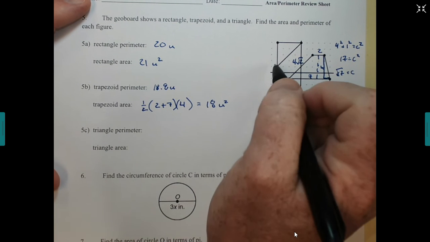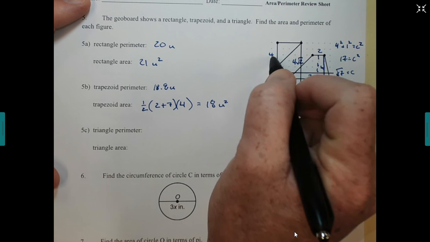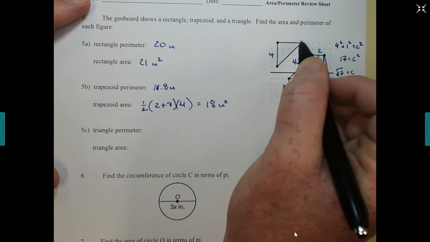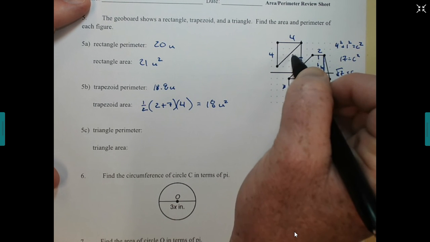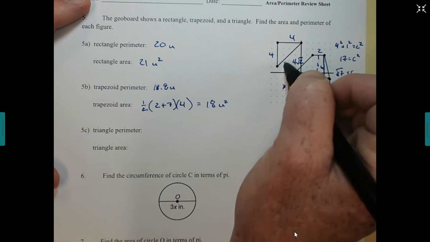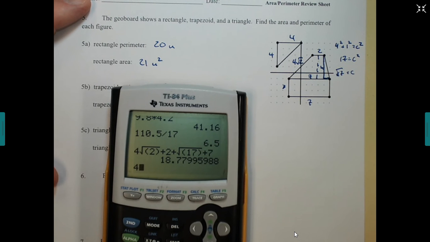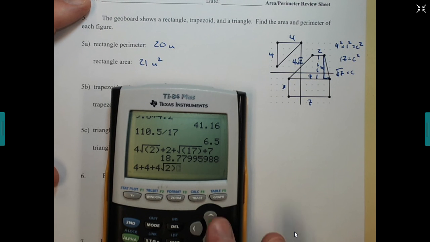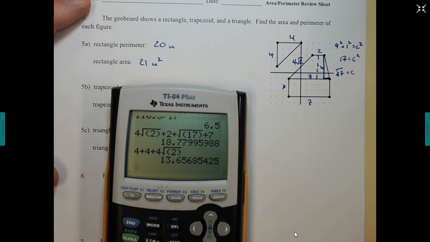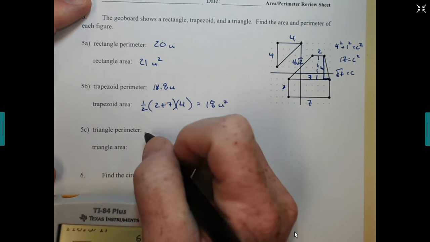Triangle perimeter, again, I got 1, 2, 3, I got 4 on this side, 1, 2, 3, I got 4 on that side, which means, again, I already know that this is going to be 4 square root of 2. So perimeter, 4 plus 4 plus 4 square root of 2. That's 13.7 approximately.